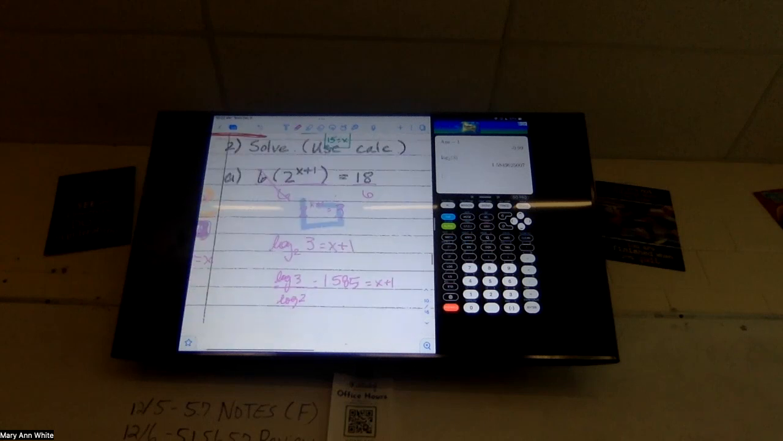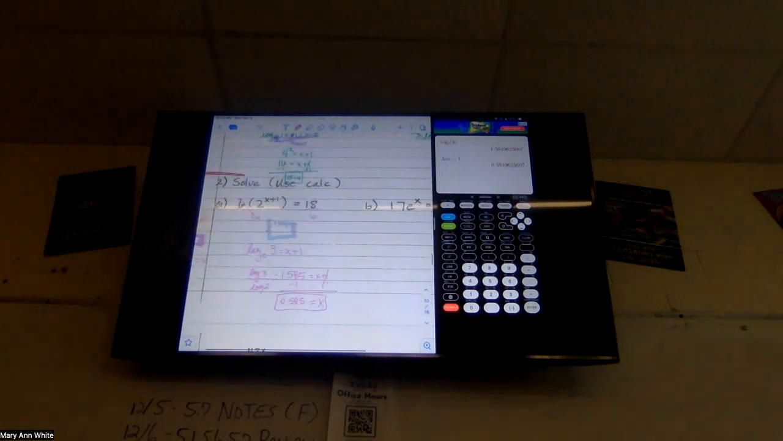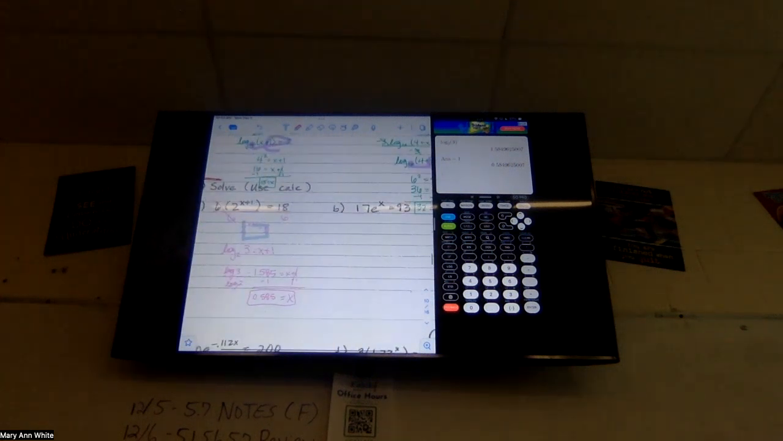Now it's kind of ugly because I've got this gross decimal, but I can minus 1 from both sides here. And I can get x equals 0.585. You guys okay with that? The reason we had to put that into the calculator is because I could not solve it exponentially. Can we try the next one?